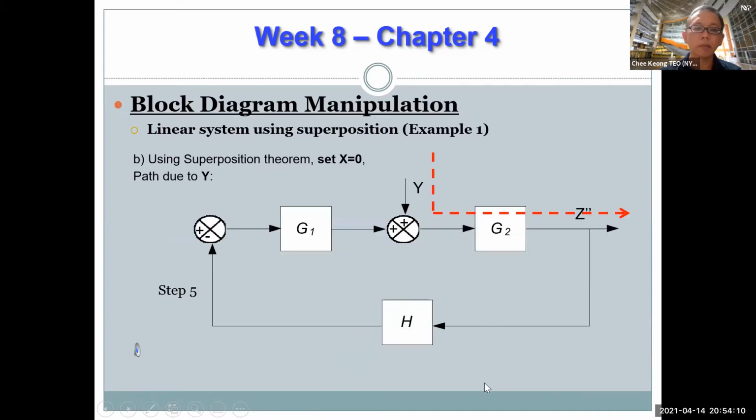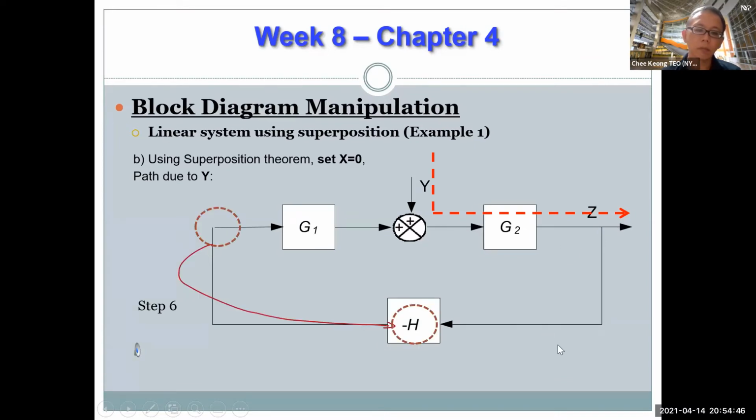So now for part B, which is step 5. We want to consider the effect on Z due to Y. Hence now we set X equals 0. Now for this second portion, we want to look at the effect of Z due to Y. Now no more the effect of X. So basically we kill the source for X and then remove it from here. But of course the summing node, we still have not removed it. And then we consider the effect due to Y. And then we call this Z double prime instead of Z prime, right? So it's Z double prime here.